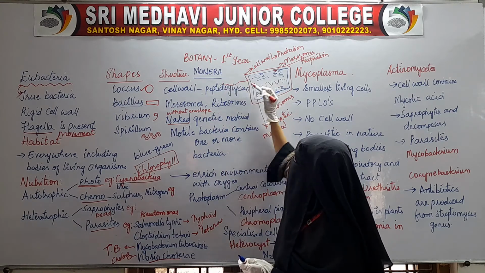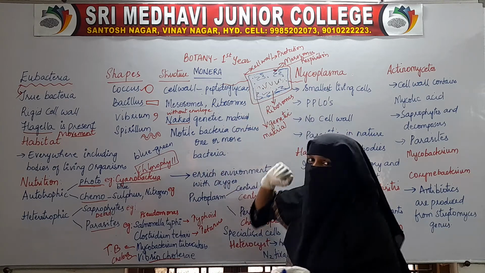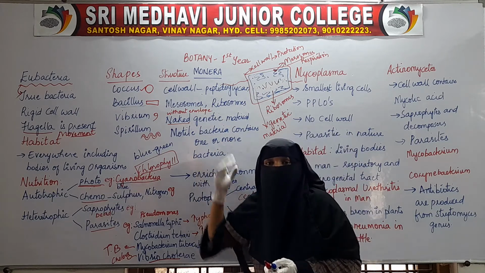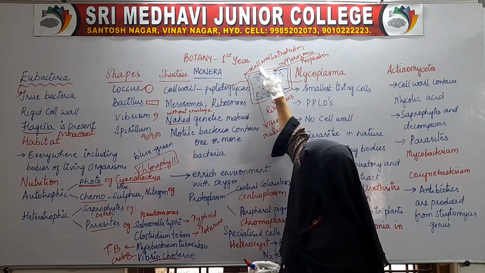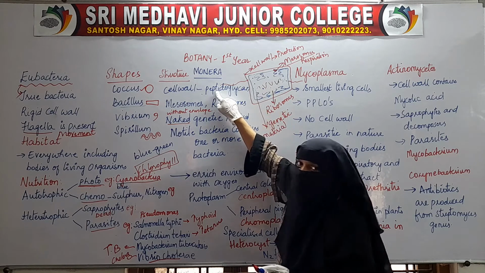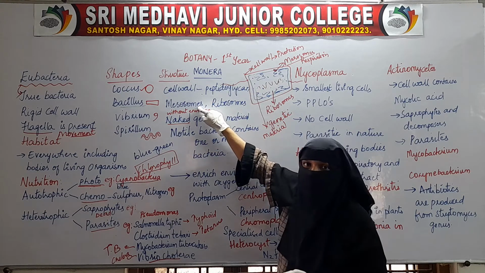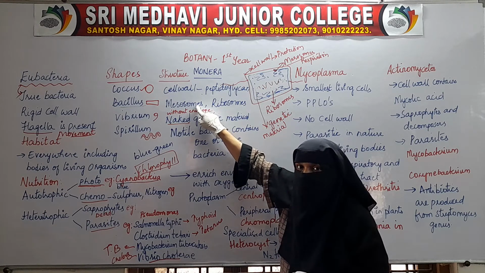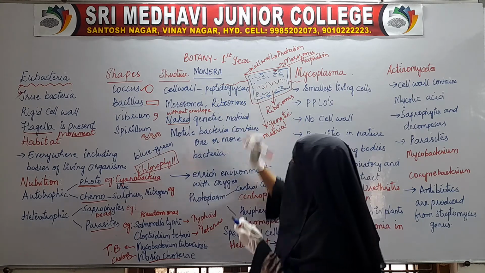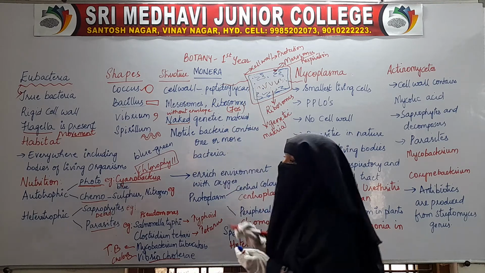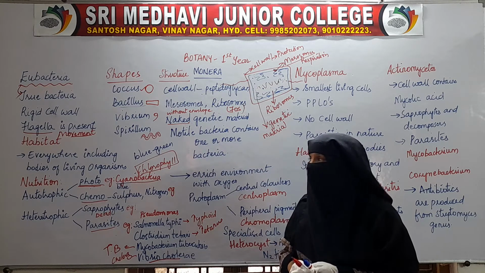Then we can also find flagella. One or more flagella will be present. So this is the structure of the Eubacteria, that is, the prokaryotic cell. It consists of a rigid cell wall made up of peptidoglycan. The plasma membrane has infoldings called mesosomes. This helps in respiration as well as cell division. Then we have small granular particles, ribosomes, and those ribosomes are 70S according to Svedberg's unit.